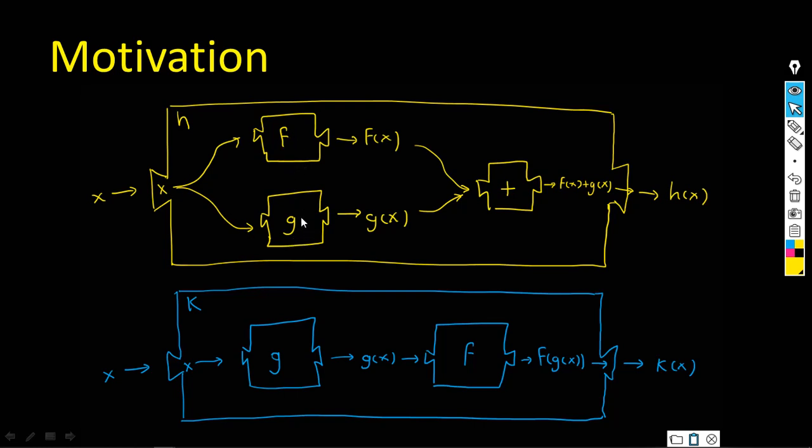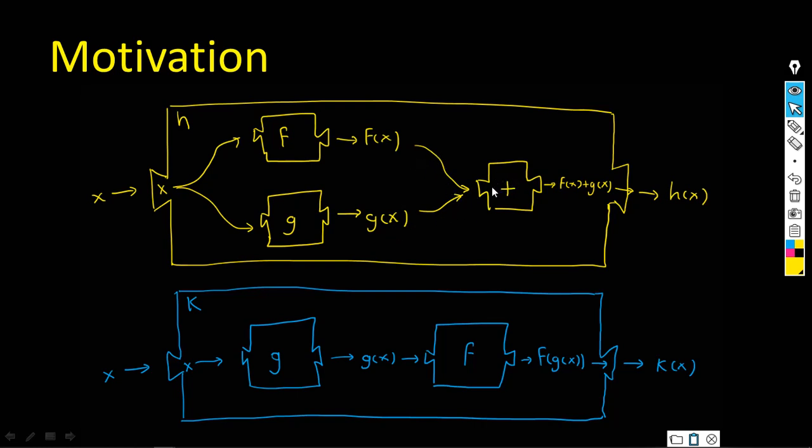Now, f and g do their independent processing on x, okay? And they each produce their outputs, right? F produces f of x, and g produces g of x. In the general case, they don't have to be the same. They are probably different numbers.